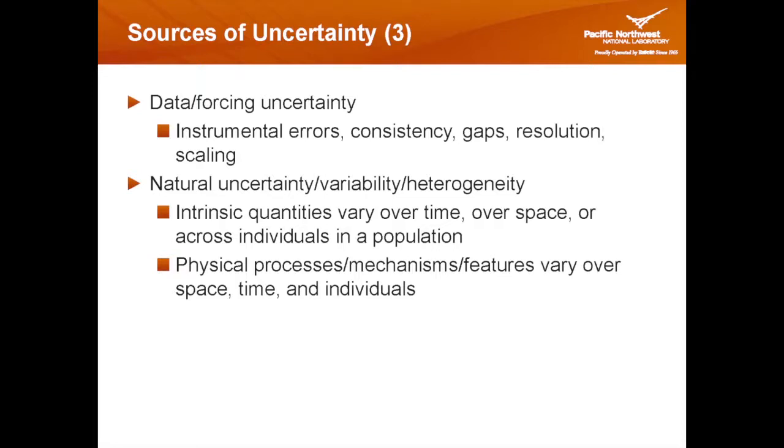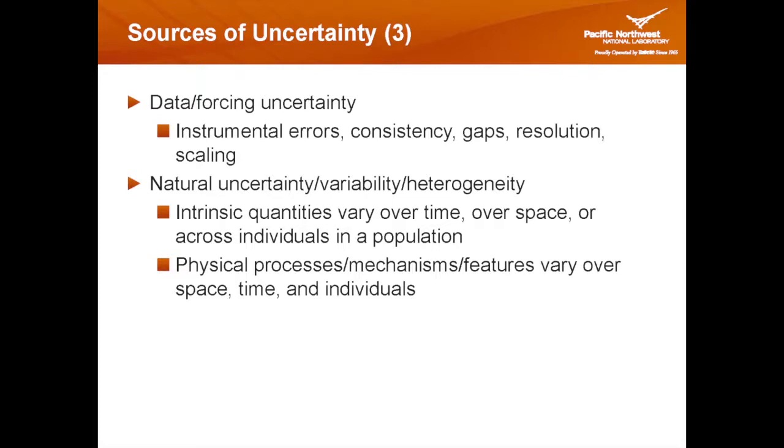The third uncertainty category is the data forcing uncertainty. This could be from the instrumental errors or data consistency. You have different instruments or different people in charge of data collection, or there are data gaps, resolution, and scaling issues at different temporal spatial scales.